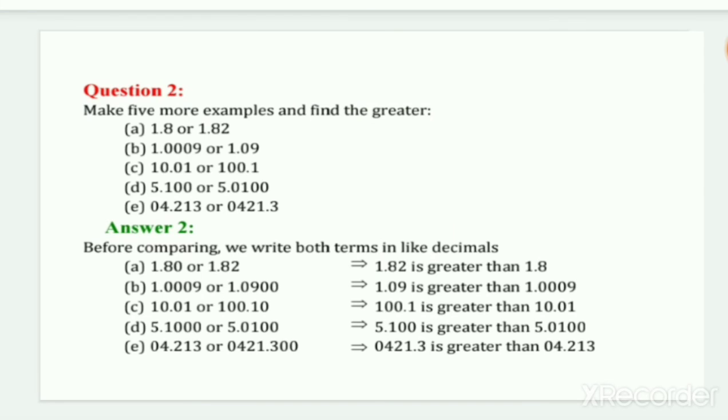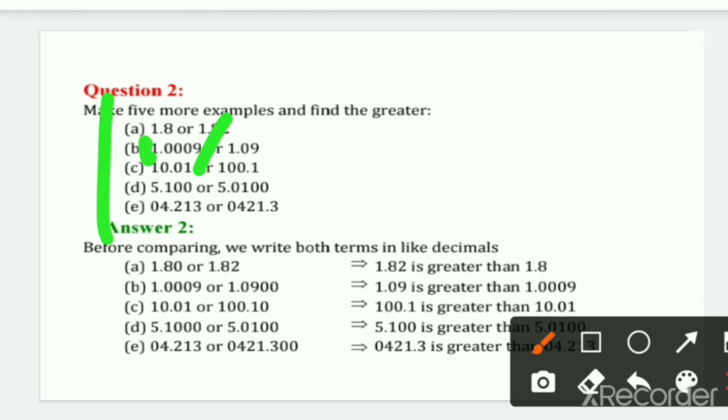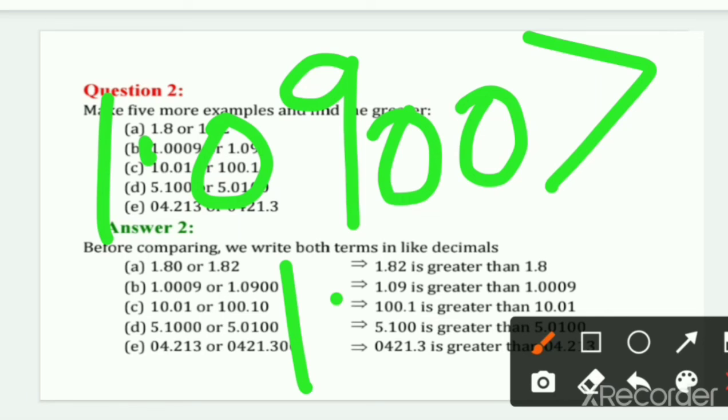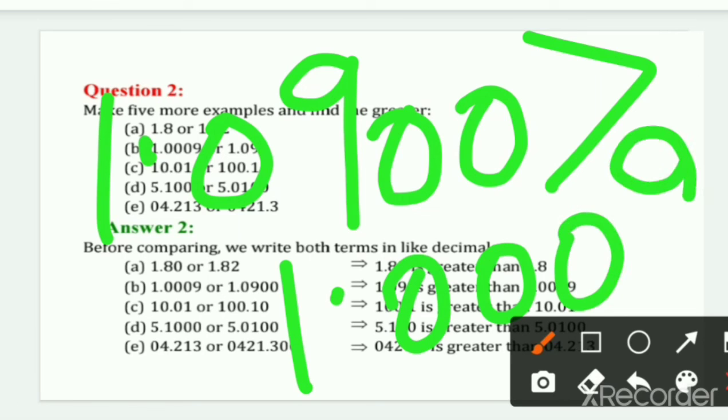In B part we have 1.0009 or 1.0900. So same way, in the 10th place both are having 0, but in the 100th place 1.0900 is having 9 in its place. So 1.09 will be greater than 1.0009.